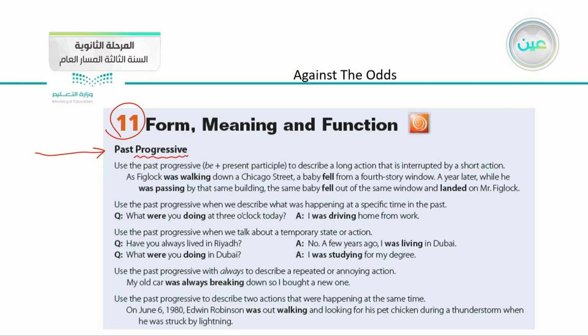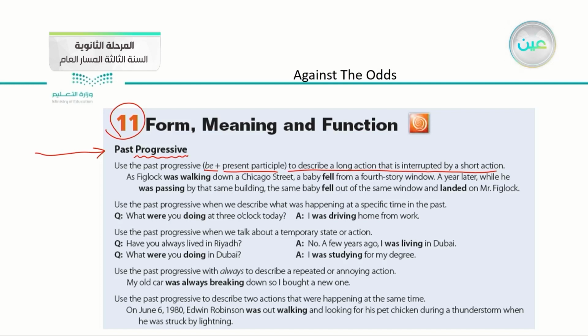We use the past progressive in many situations. In the first one, we use the past progressive, which is be plus the present participle, to describe a long action that is interrupted by a short action. This is the first situation. We describe a long action that is interrupted by a short action.